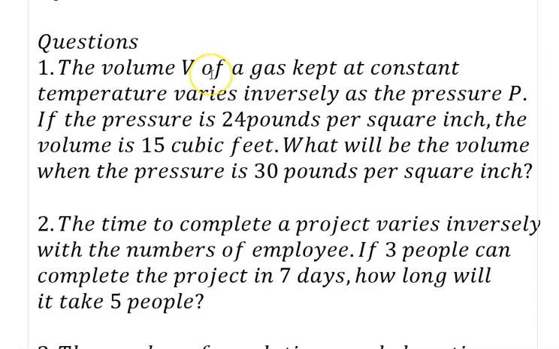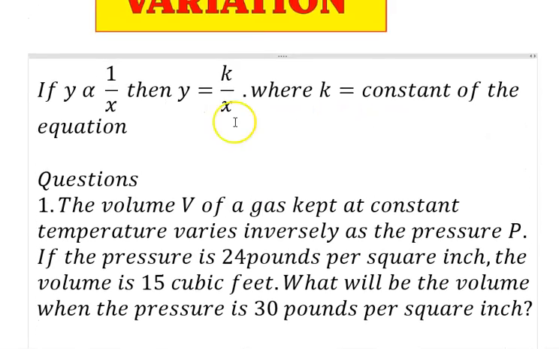The volume V of a gas kept at constant temperature varies inversely, as you can see. Like I said, the question will state it categorically. Varies inversely as the pressure P. This time around, we are told that V varies inversely as the pressure P. If the pressure is 24 pounds per square inch, the volume is 15 cubic feet. What will be the volume when the pressure is 30 pounds per square inch? So let's work with this. V varies inversely as P. So let's make use of this to make our job easier.